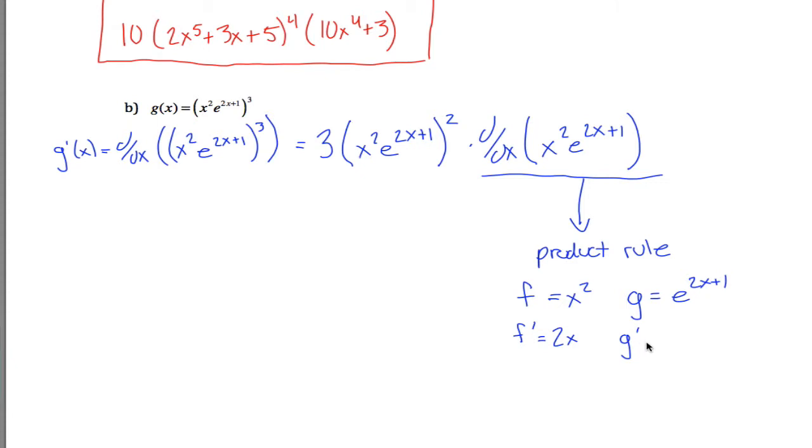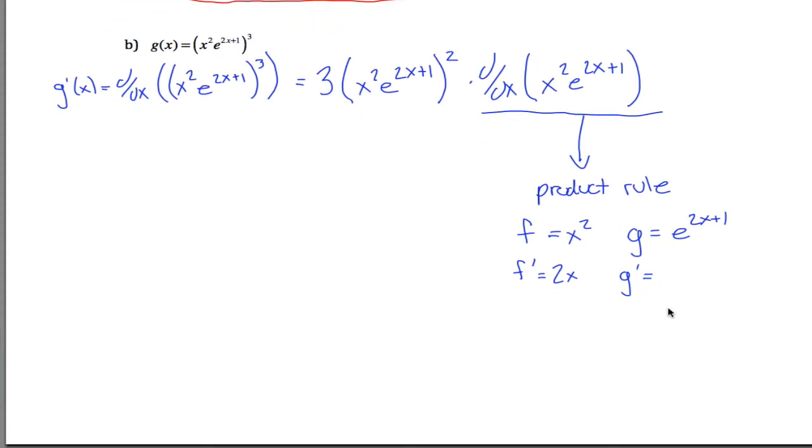G prime, I'm going to have to use the chain rule. To figure out g prime, I want to take the derivative of this. The derivative of this is e to the 2x plus 1 times the derivative of 2x plus 1. Where's that coming from? The derivative of e to the x is just e to the x, so that's where this part comes from. But I don't have e to the x, I have e to the 2x plus 1, so I have to multiply by the derivative of 2x plus 1. The derivative of 2x plus 1 is just 2, so what I get for g prime is 2 times e to the 2x plus 1.